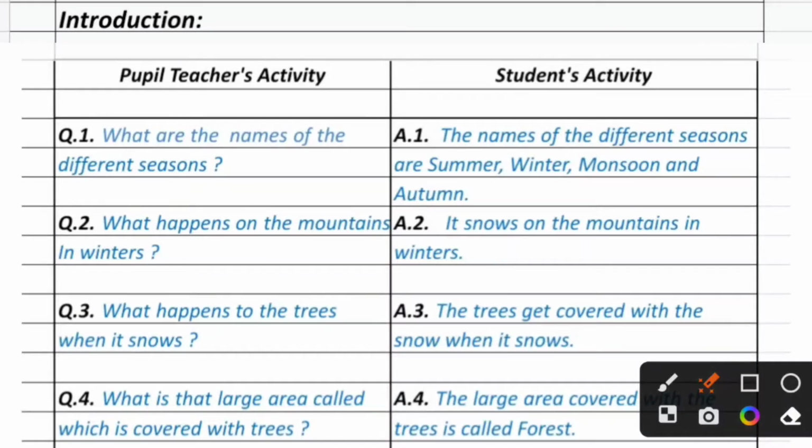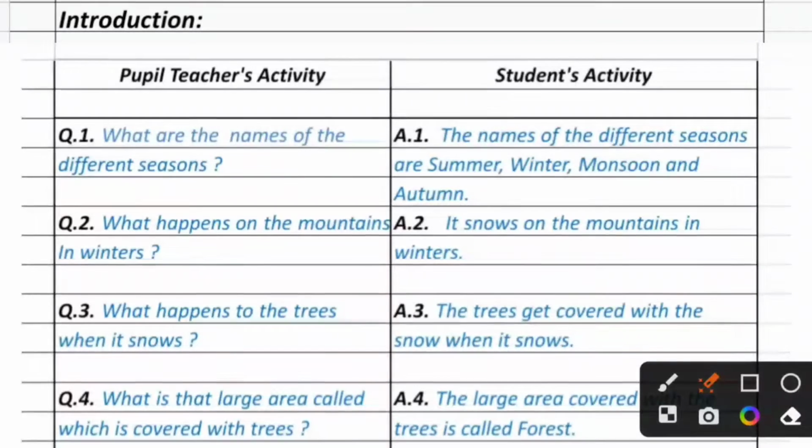So for this topic, a few examples of the questions that can be framed are: what are the names of the different seasons? And the expected answer is the names of the different seasons are summer, winter, monsoon and autumn. Some may call it rainy season also. Then the second question can be, what happens on the mountains in winters? The expected answer is, it snows on the mountains in winters.